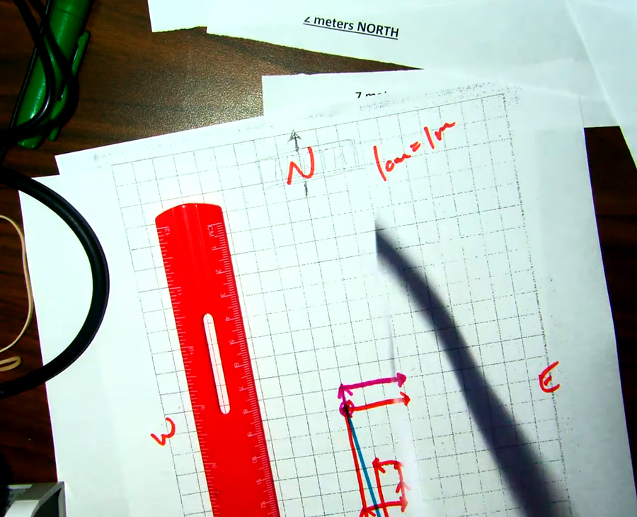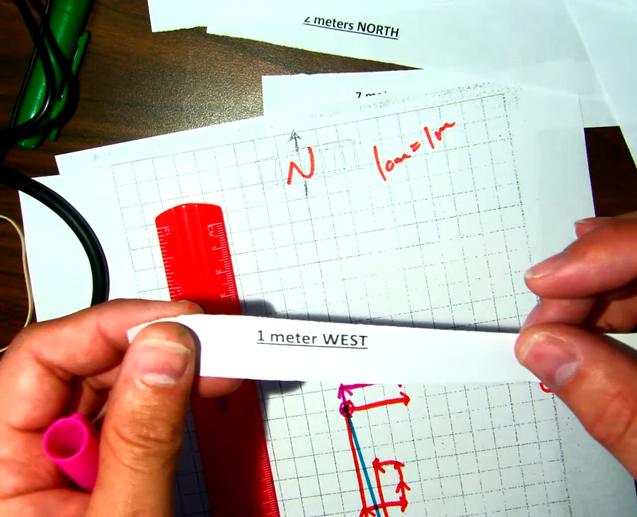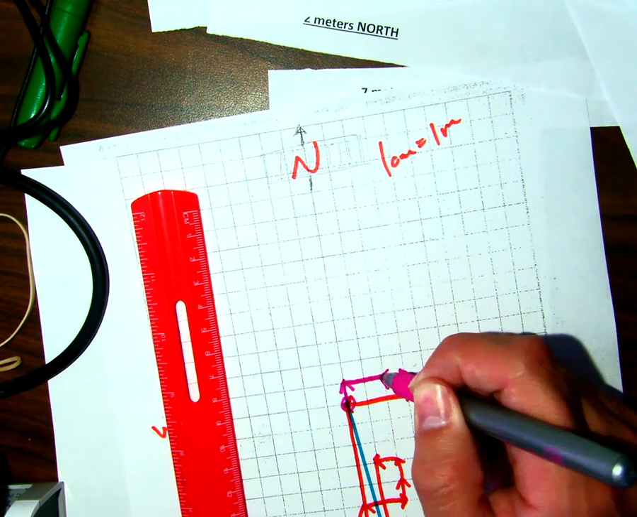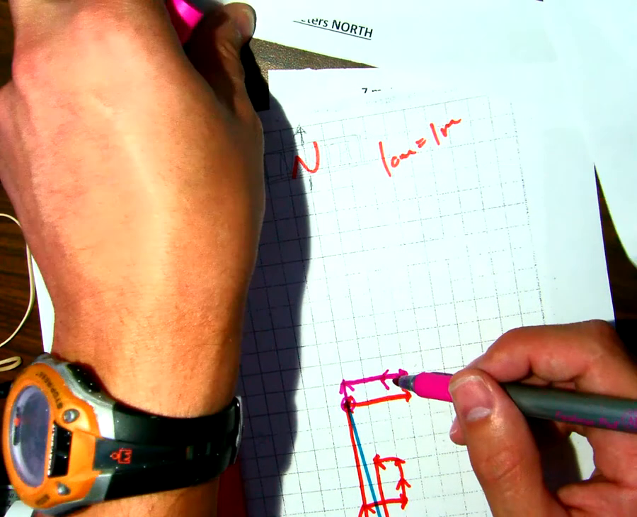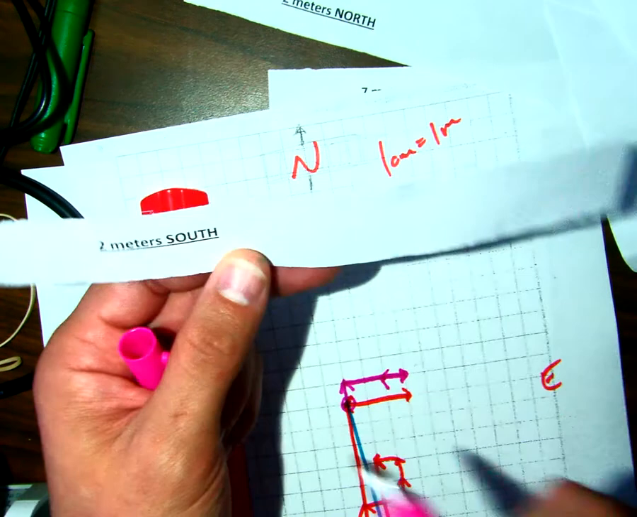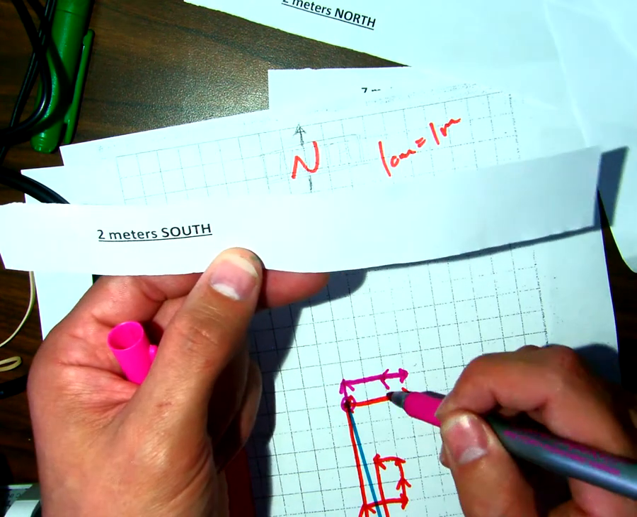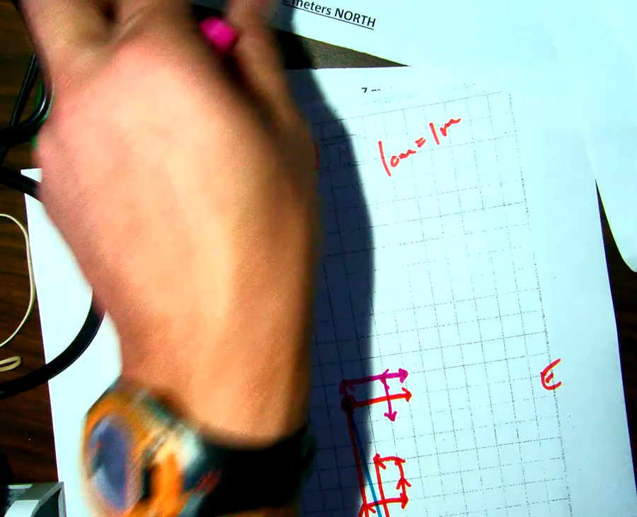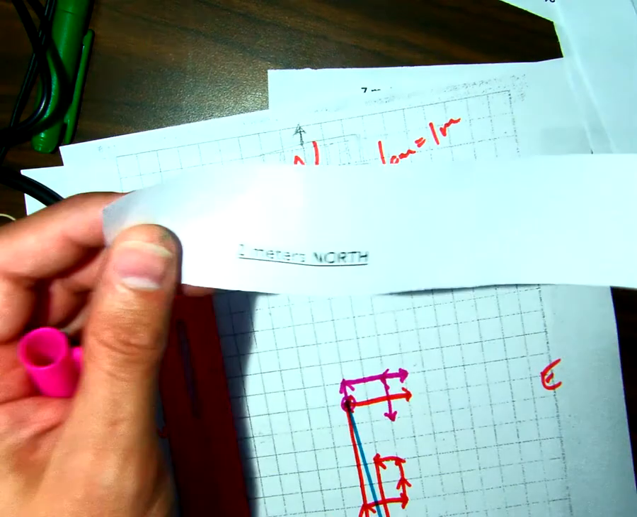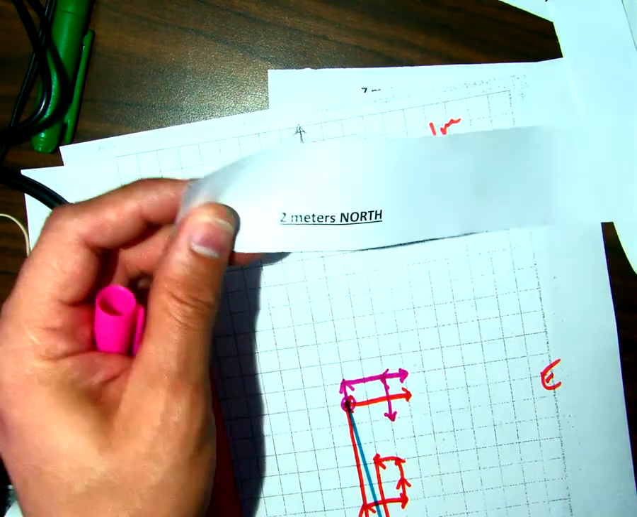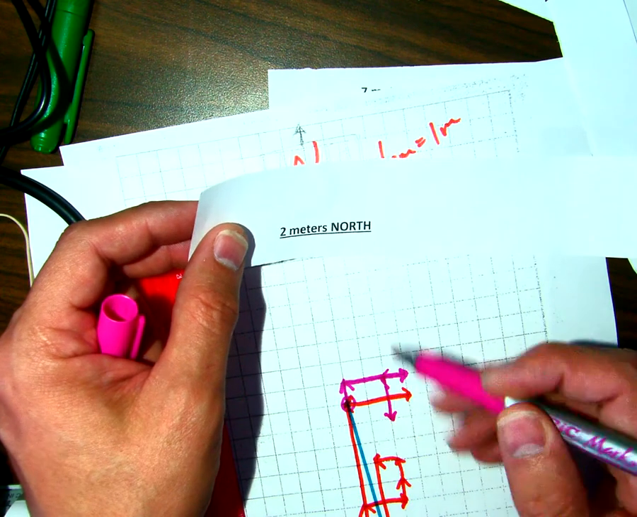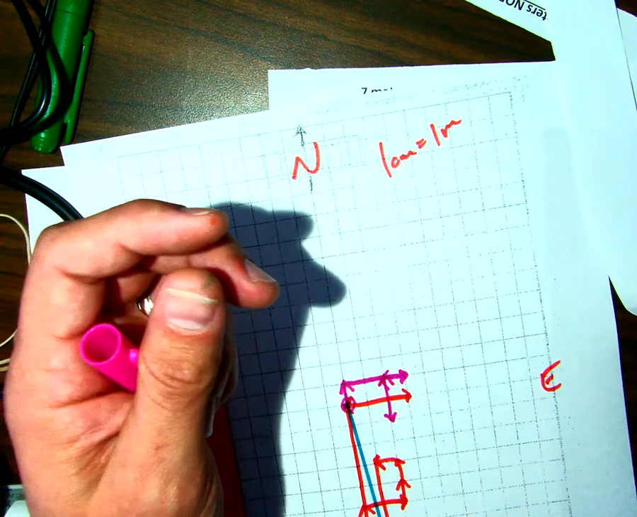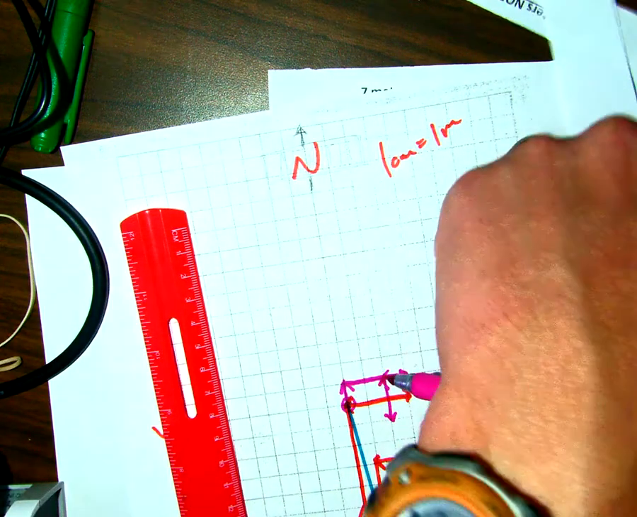Here's my third. I need to go 1 meter west. So 1 meter west would be to the left. Back 1. I'm right here. Don't lose track of where you are. This is 2 meters south, so I'm going to go down 1, 2. I draw my next one and it says 2 meters north. I went 2 meters south a second ago. Now I'm doing 2 meters north. So I'm going to go back up, and you can see that they are canceling themselves out. I'm right back at this point.